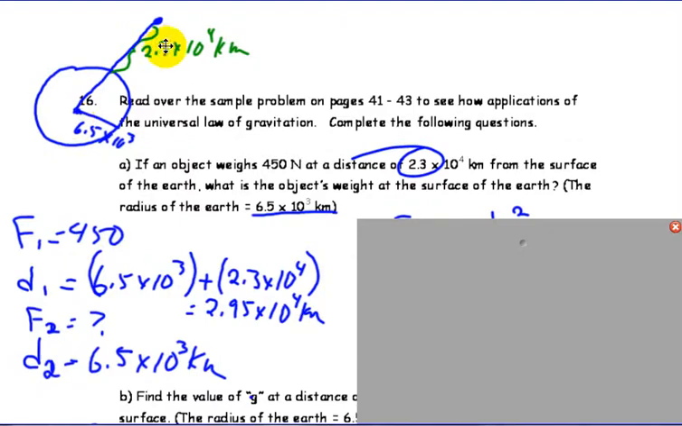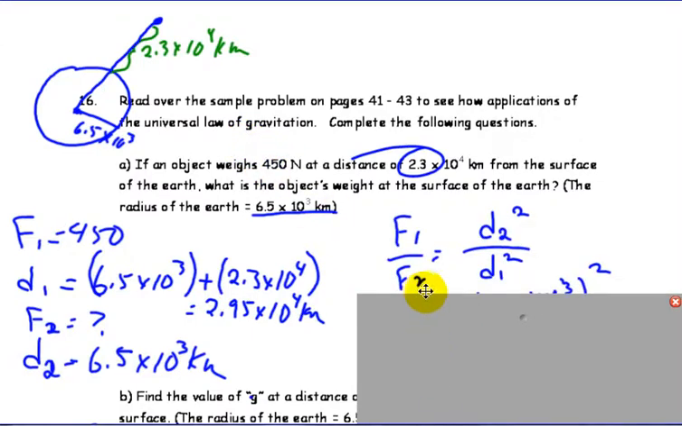Now F1, we know it's 450 up here, but the distance from the center of the Earth is the altitude plus the radius. So I have to do that first of all. How far are we from the center of this object to the Earth object? I have to consider the radius of the Earth plus the altitude. So that works out to be 2.95 times 10 to the 4. And then over here at this distance from the Earth, which is, in other words, at the surface of the Earth, what is the force, or what is the weight? And by weight, we're talking about force of gravity.